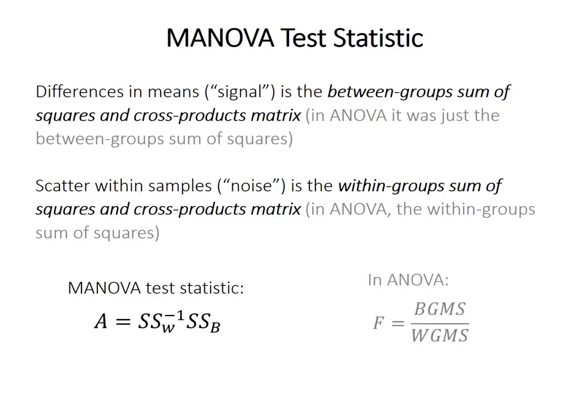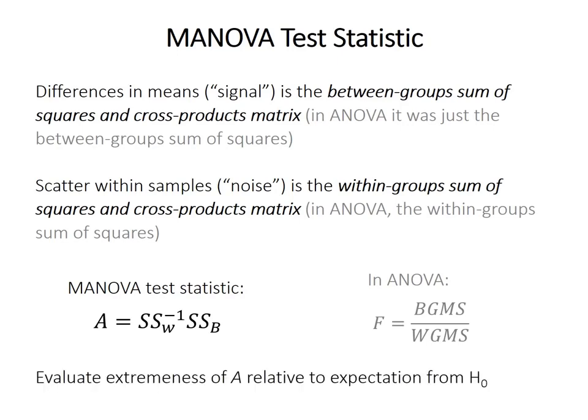Remember, in ANOVA, it was just the between groups divided by the within groups as well. On the left for MANOVA, it's written in terms of matrix multiplication, whereas in the ANOVA they're not matrices, they're just numbers. So like in all tests, we need to evaluate the probability of finding an A statistic, and A is actually a matrix in this case. We need to evaluate how extreme A is relative to our expectation if the null hypothesis was true.